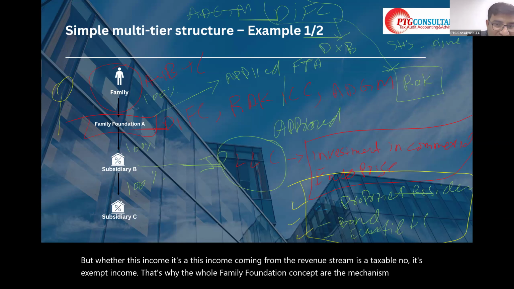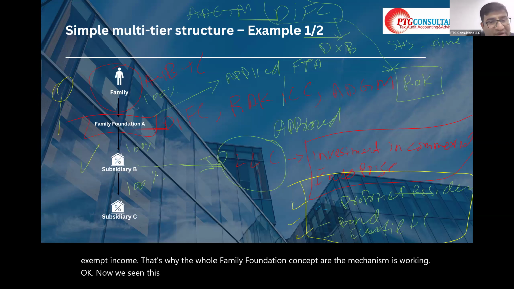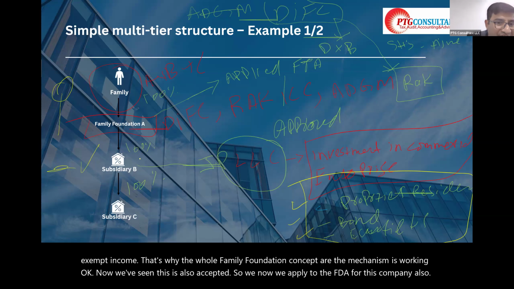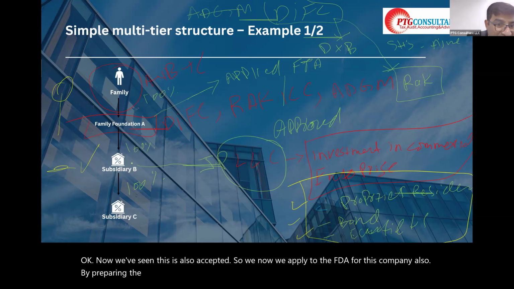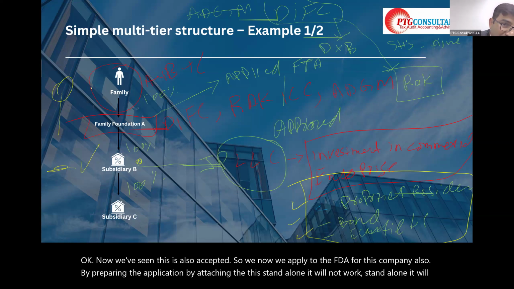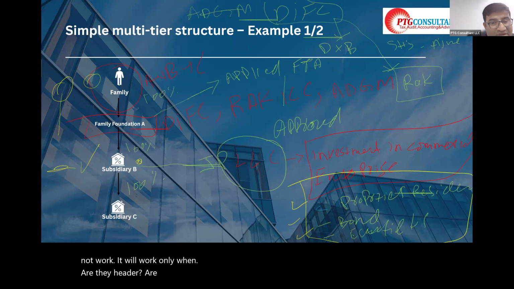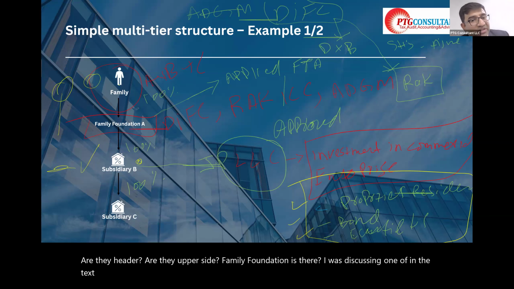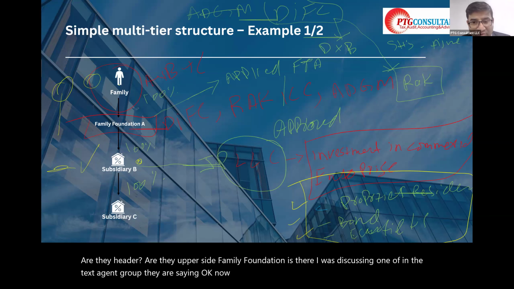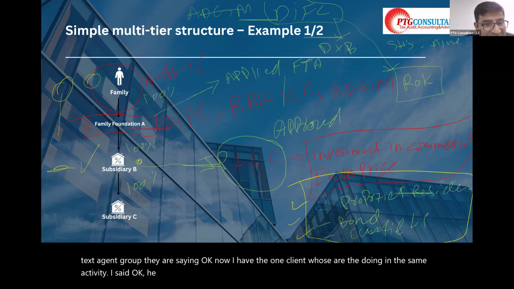Okay, now we have seen this is also accepted, so we apply to the FTA for this company also, by preparing the application. Standalone, it will not work. It will work only when a family foundation is there as the header, on the upper side. I was discussing with someone in the tax agent group. They said, okay, now I have one client doing the same activity, so we can proceed with transparency. I said, where is this? This part is not there.